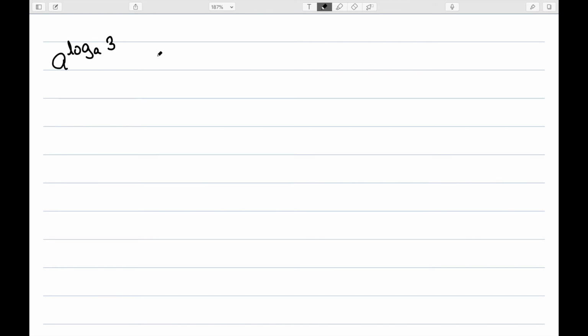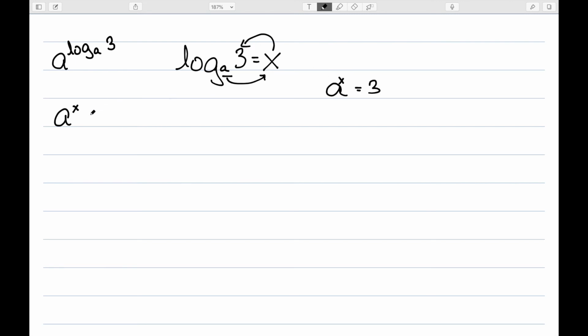This one's a little bit trickier. What happens when I raise something to a log power? Well, let's start by saying log base a of 3 is equal to x. So this I can rewrite as a to the x. Well, converting, this would be a to the x power is equal to 3. So a to the x is equal to 3. These were the same in the first place, so this simplifies to just 3.